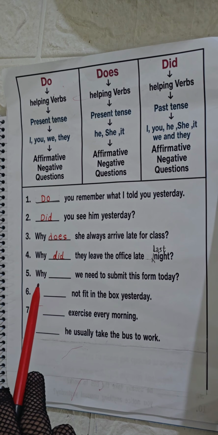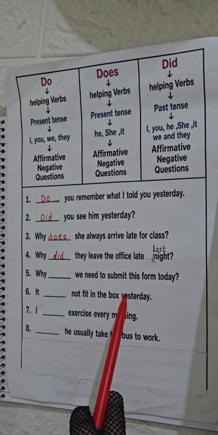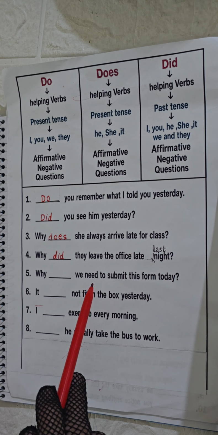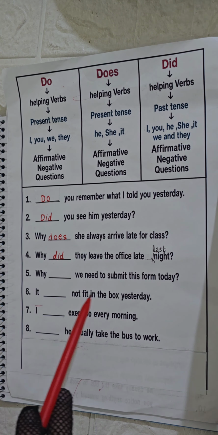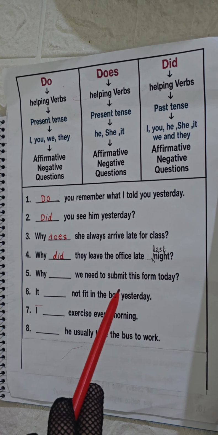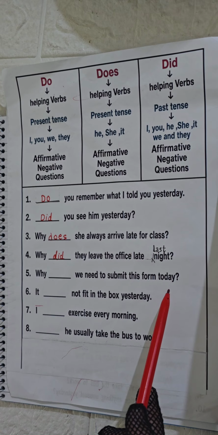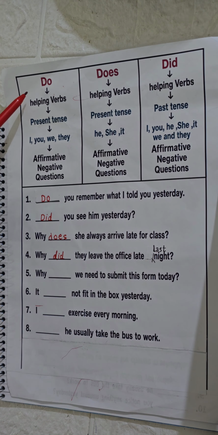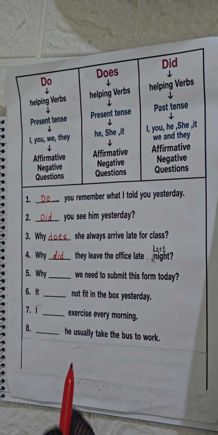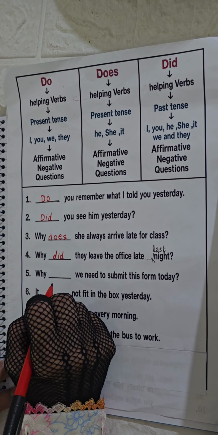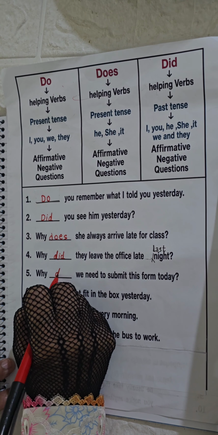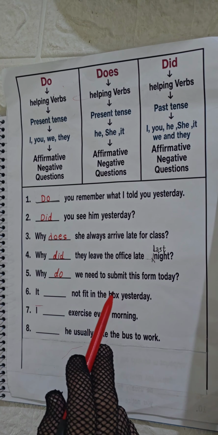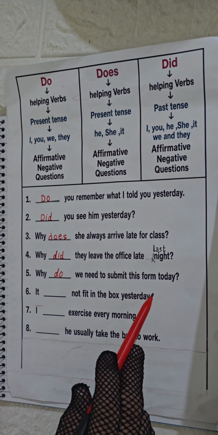Sentence number five: why blank we need to submit this form today? What will you write? Do, does or did? The word today shows that the sentence is in the present tense. And the second point is, we always use do with we. Therefore, we will write do in the sentence. Now the correct sentence is: why do we need to submit this form today?